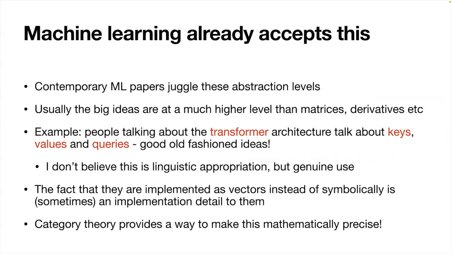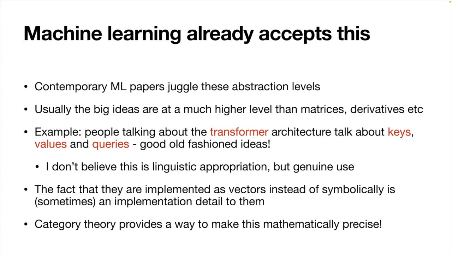So here's the thing, in AI, I feel like machine learning basically accepts this, at least on a certain level. If you actually look at contemporary machine learning papers, depends on the paper and the author, but people do actually juggle different levels of abstraction. If you look at papers about transformer architecture, the thing that makes large language models work, they use words like keys, values, and queries. And these come from database theory, which comes from good old-fashioned AI.